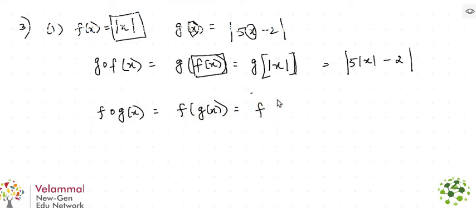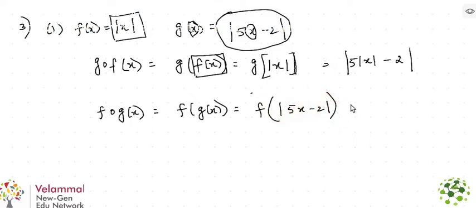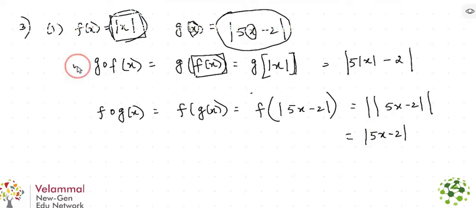This is nothing but, what is g of x? I am supposed to copy this, which is modulus of 5x minus 2. And what is f of x? I need to put the modulus, that's all. And so, modulus of 5x minus 2, modulus. No need to write modulus twice. So this is just modulus of 5x minus 2. So we calculated g composition f. We calculated f composition g.